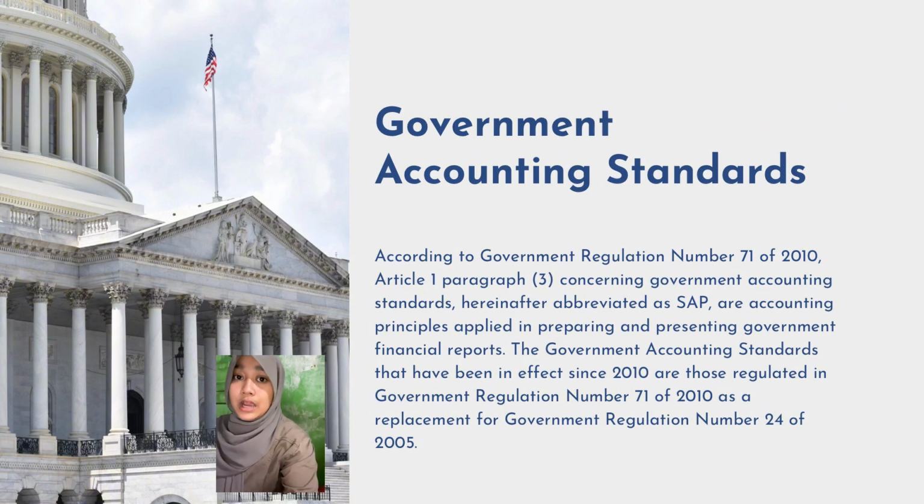Next is Government Accounting Standards. According to Government Regulation Number 71 of 2010, Article 1, Paragraph 3 concerning Government Accounting Standards, hereinafter abbreviated as SAP, are accounting principles applied in preparing and presenting government financial reports. The government accounting standards that have been in effect since 2010 are those regulated in Government Regulation Number 71 of 2010 as a replacement of Government Regulation Number 24 of 2005.